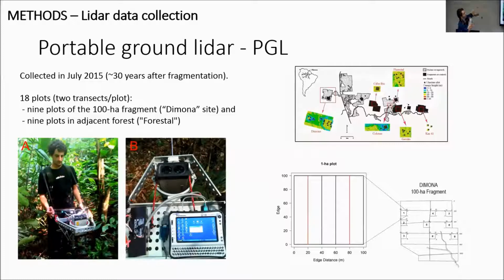The LIDAR was collected 7 years after, in July 2015, in 18 plots. The plots were collected just in the higher fragment, the 100-hectare fragment, and this area of continuous forest. Okay, 9 plots here and 9 plots here. And for each plot, this is 1 plot, 1 hectare, we have 2 transects. And these transects were parallel to the edge. In this way, we can use each transect for a distance from the edge, like this example of transects at 20 meters and 80 meters. Okay?